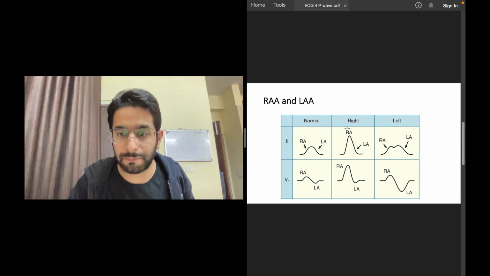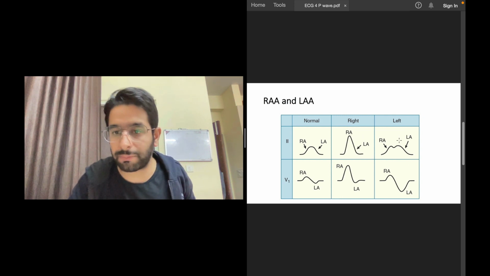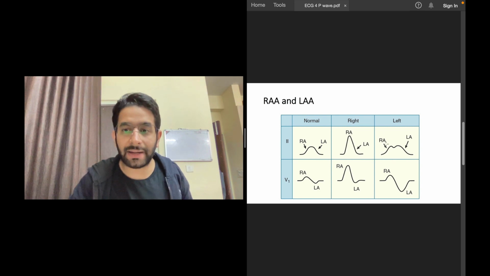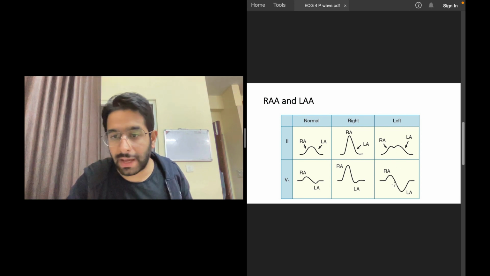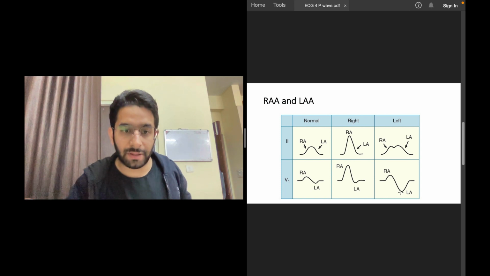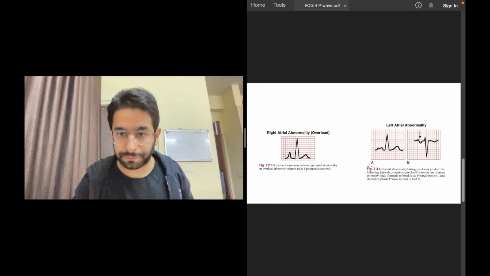So this is P pulmonale, right atrial abnormality. This is P mitral, the left atrial abnormality. Here the amplitude is more, here the duration is more, and it's bifid. And look at the lead V1. Here the initial positive deflection is normal, but this terminal negative deflection is prolonged, and it's more in depth. So remember these patterns.